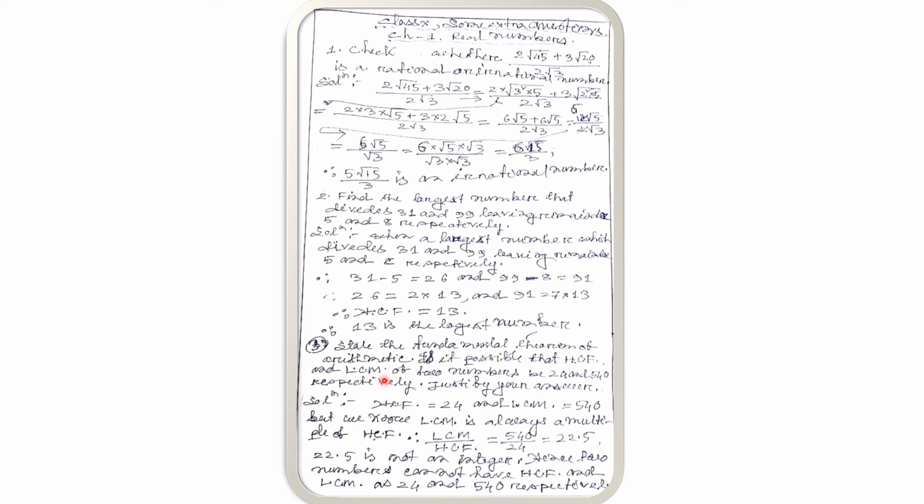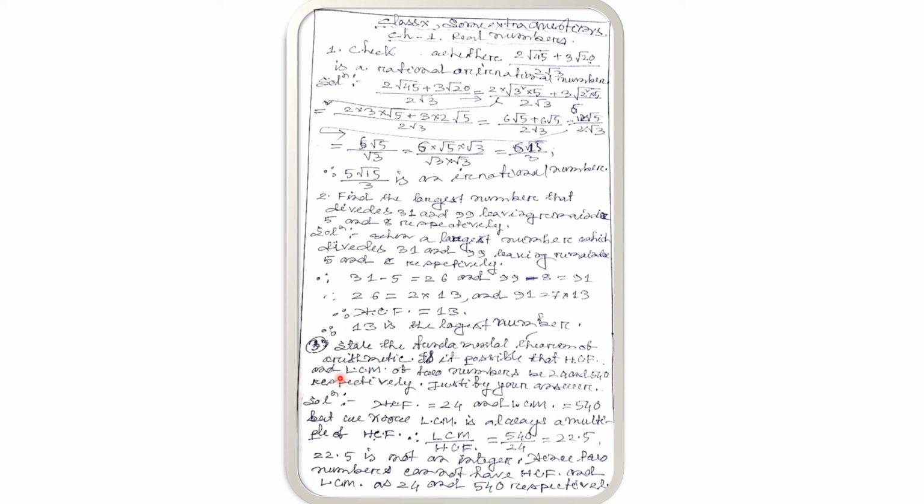So, the fundamental theorem of arithmetic. I have not written it here. The fundamental theorem of arithmetic is: every composite number can be expressed as a product of primes, and this factorization is unique, apart from the order in which the prime factors occur.